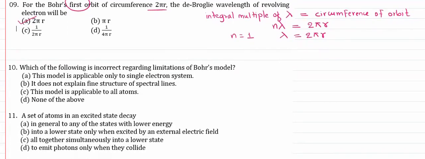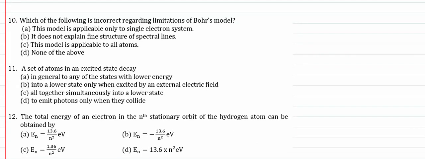Next, 10th one. Which of the following is incorrect regarding limitations of Bohr's model? This model is applicable to only single electron system. This is correct, not incorrect. It does not explain, this is also correct. This model is applicable to all atoms. This is wrong. Means our answer is option C. It is applicable only to hydrogen and hydrogen-like atoms, means single electron. Single electron you can apply.